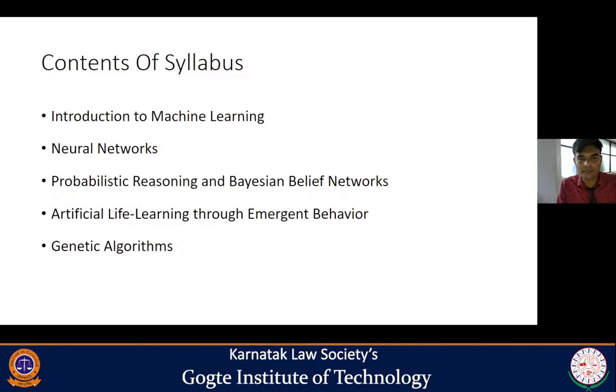And then probabilistic reasoning and Bayesian belief networks, like how probabilistic reasoning works, how this can be mapped to applications, and how we can perform the classification task. That will be discussed in the third unit. And then we have artificial life and genetic algorithms. So these are the contents that will be covered in the syllabus.